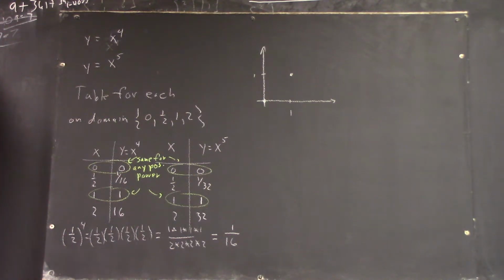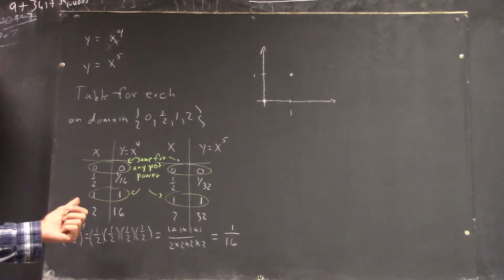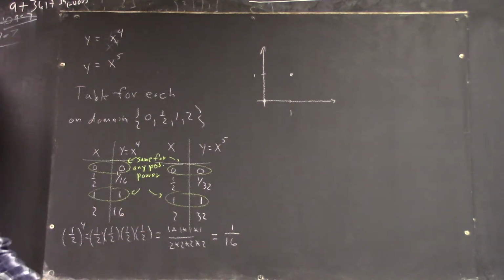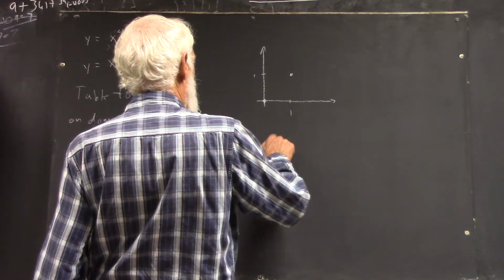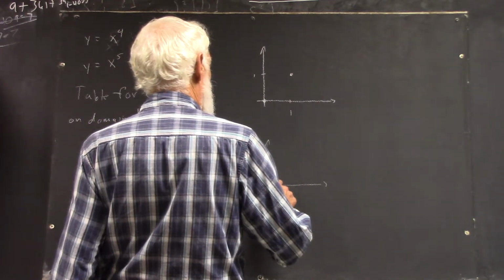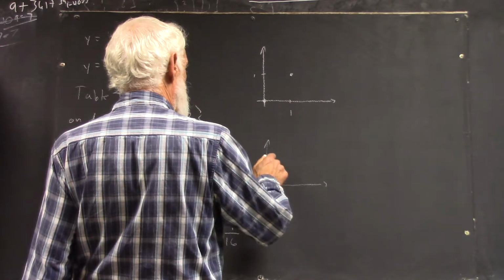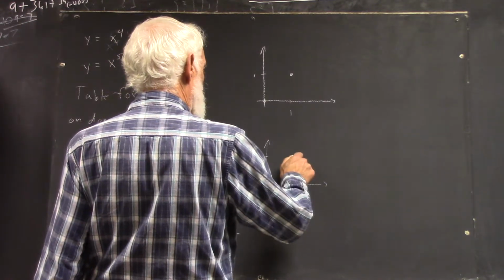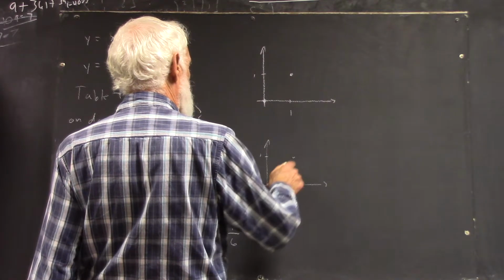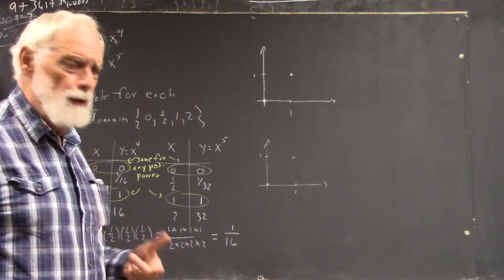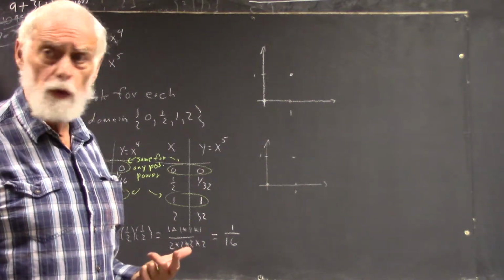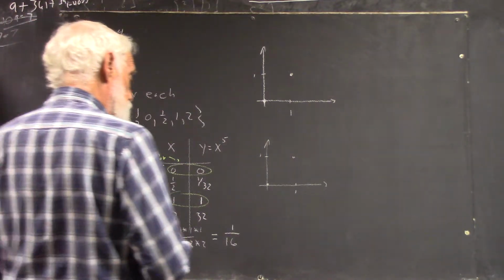You have, for x squared, you'd have 1/4. For x cubed, you'd have 1/8. For x to the fourth, you'd have 1/16. For x to the fifth, you'd have 1/32. Okay? Well, if I just do another graph here, here's one. Okay, all the graphs go through these two points, but the 1/x squared graph gives you 1/4, right? When x equals 1/2, so that's what we want to look at.